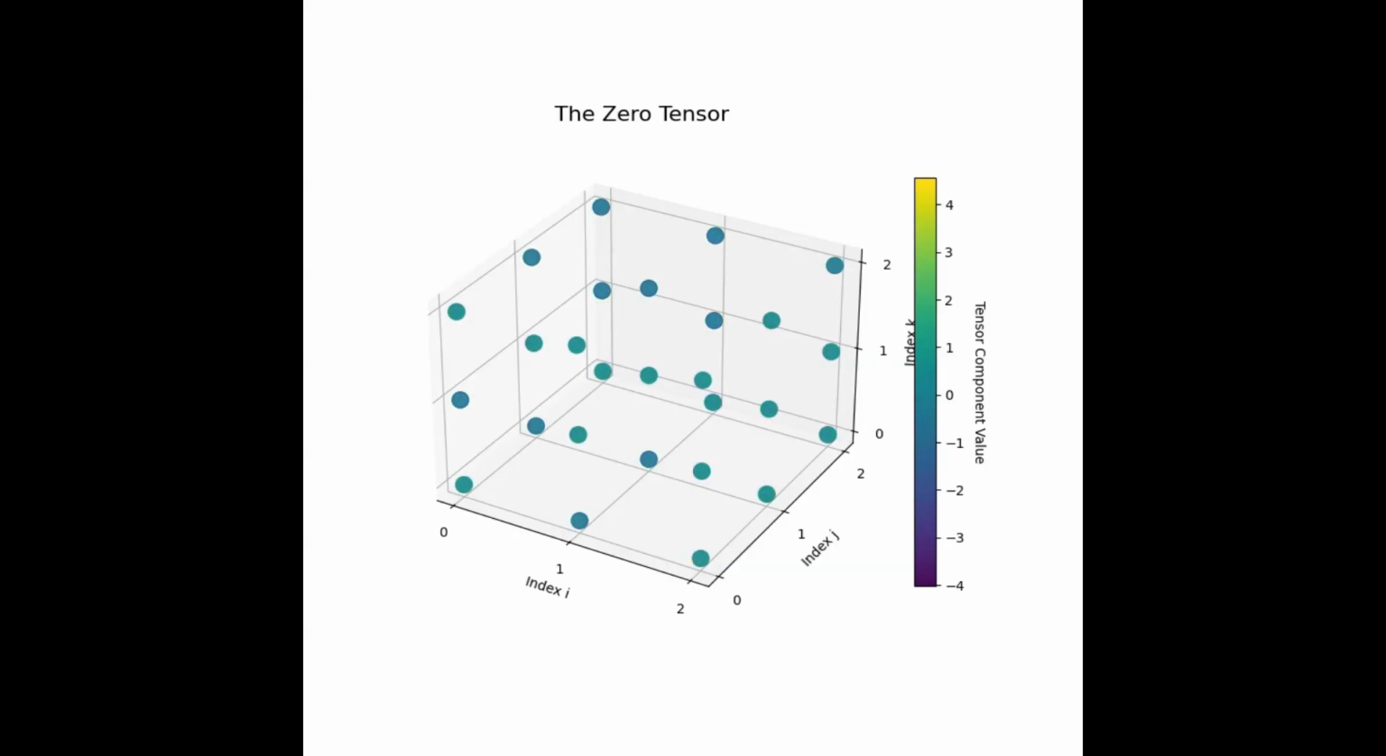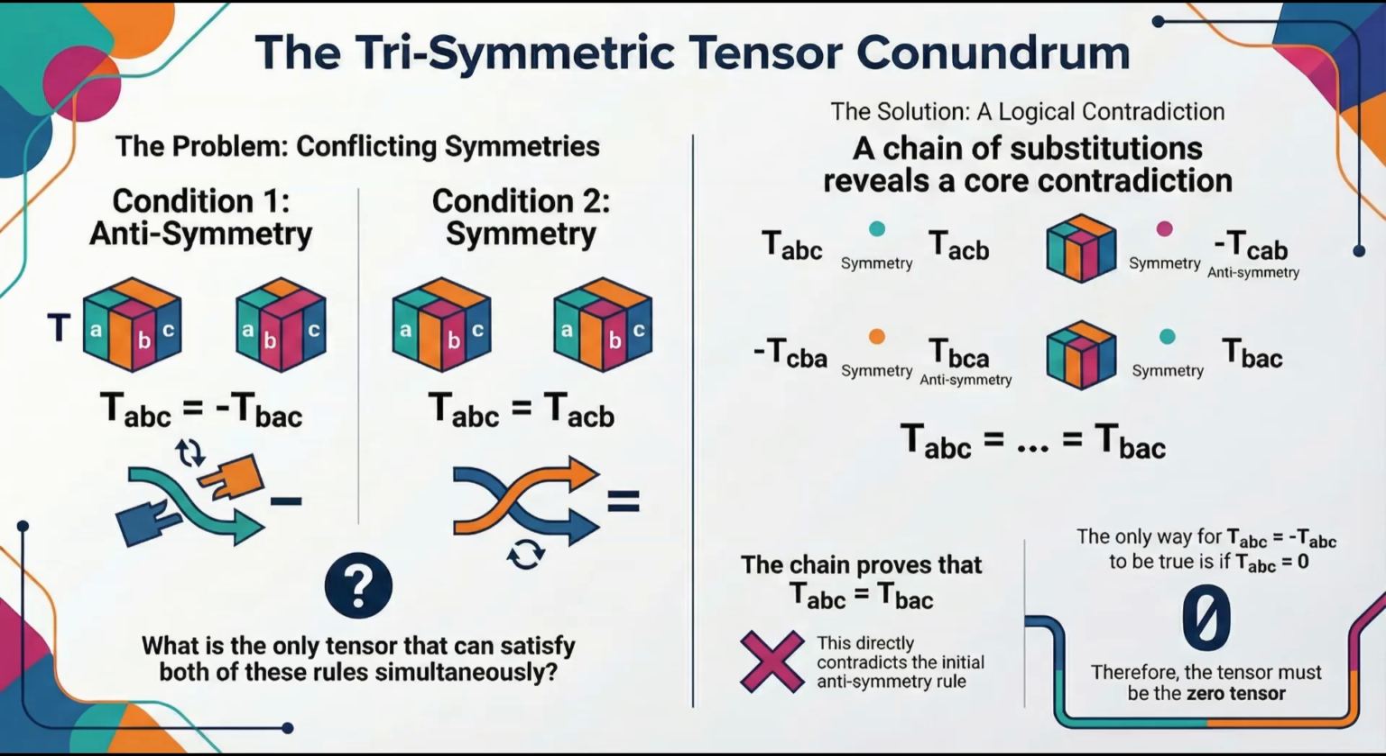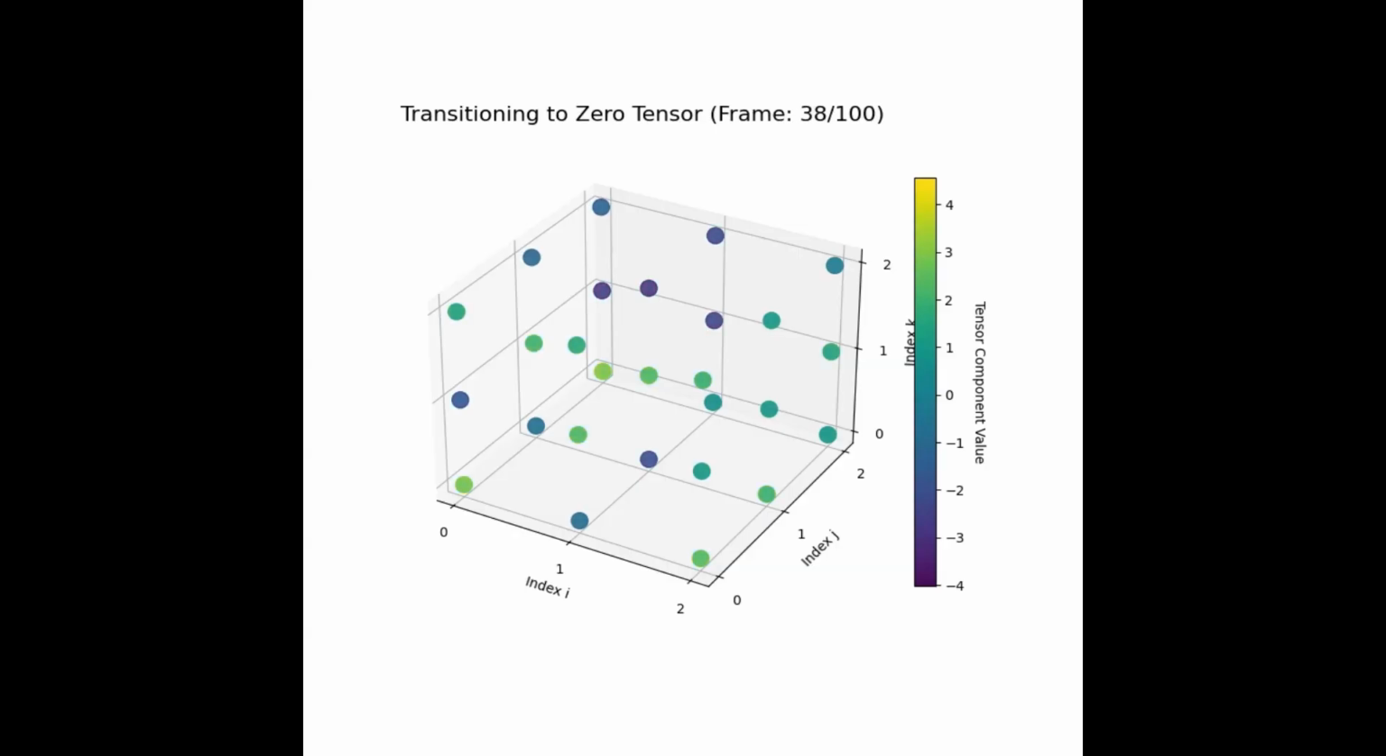And the challenge here is to show that a certain type of tensor has to just vanish, become zero, if it follows a very strict set of rules.